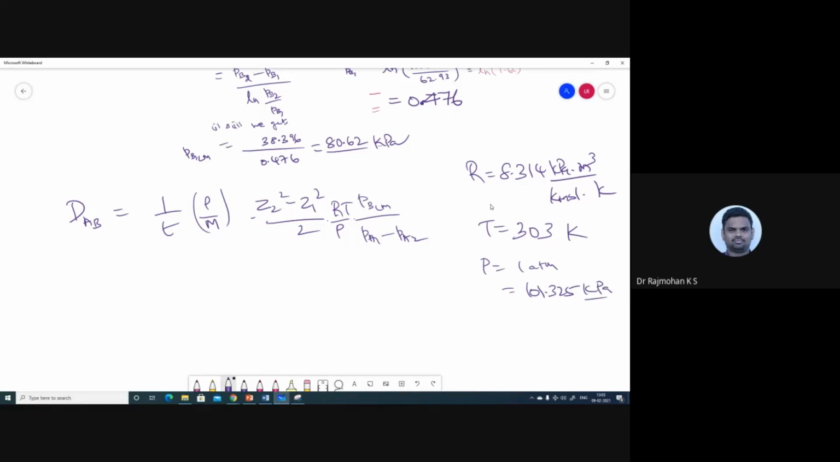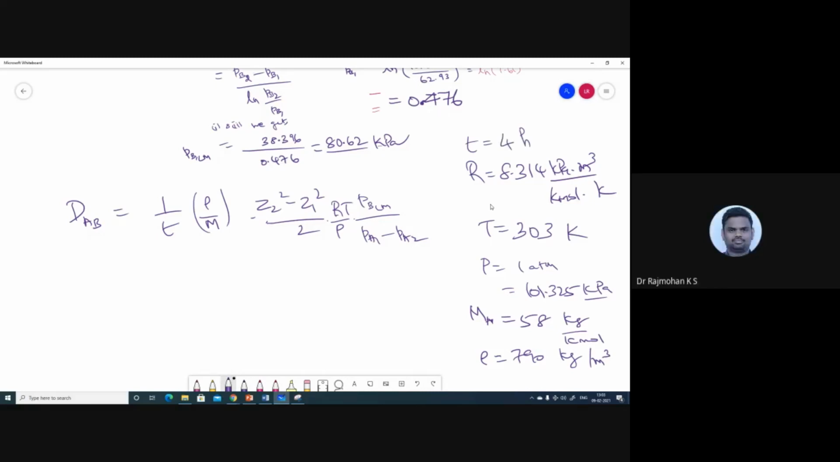We have the molecular weight determined: MA is 58 kg per kilomole. Density is given as 790 kg per meter cube. T is also given: 4 hours.